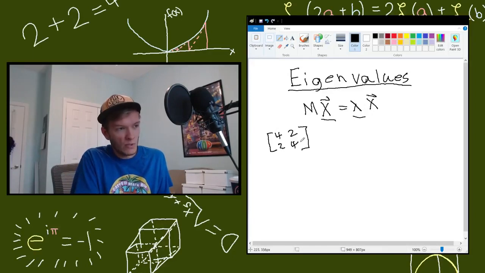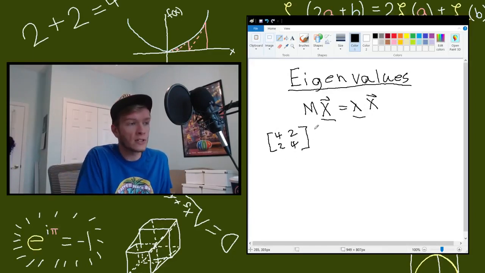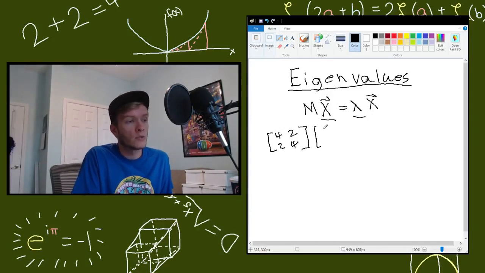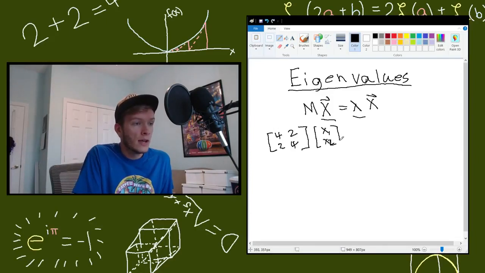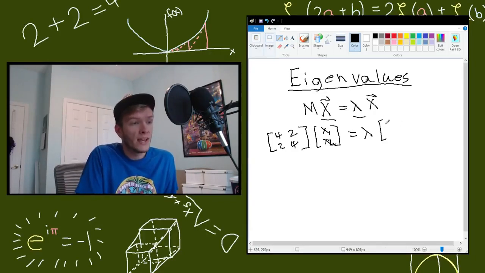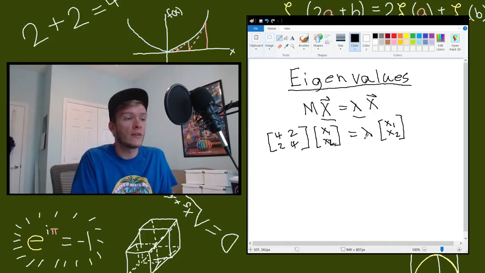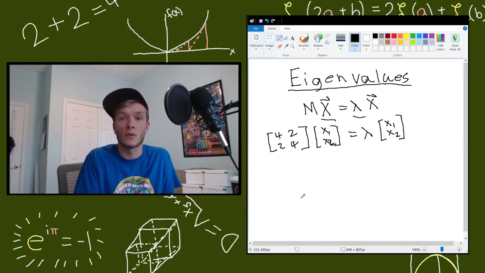So because we have a 2 by 2 matrix, we have to multiply that by a vector of 2 by 1. So we're going to call this x1 and x2. And then this is going to be equal to our scalar lambda times some vector x1, x2. So as you can see, this is the same vector x that we are having above. We have our scalar here, lambda, and we have our matrix that we're going to work with.